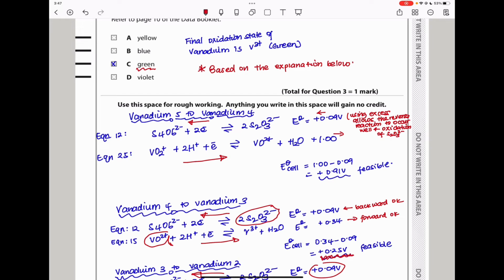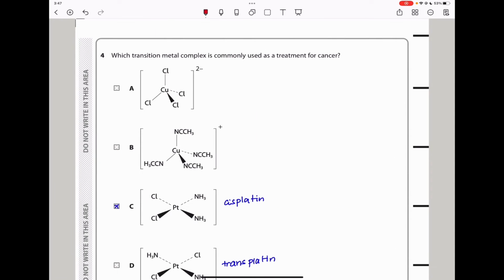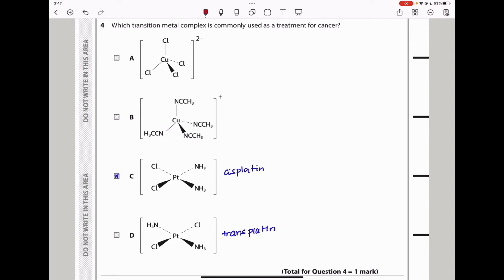So let's move on to question 4. Question 4 says, which transition metal complex is commonly used as a treatment for cancer? This is really easy. Cisplatin. This is in your textbook.